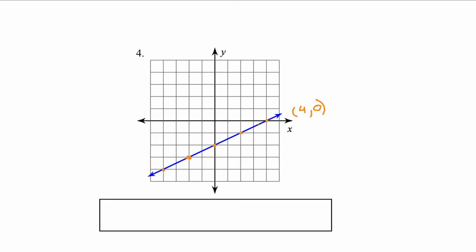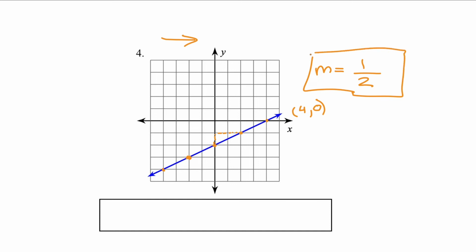So we can pick any point and try to go to the next point. You always want to go from left to right. So we're going this way. So our slope is equal to, it's going to be a positive because the line is going up. So we rise 1 over 2. So our slope is 1 over 2.